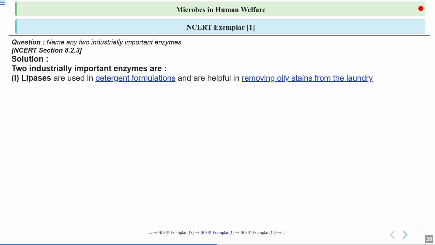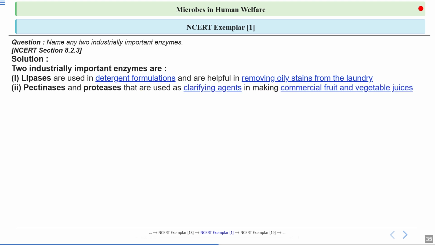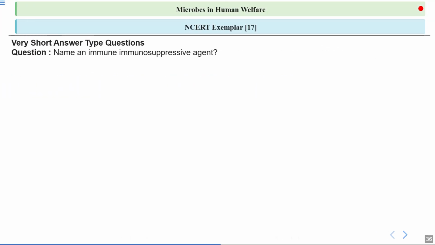Next one is pectinases as well as proteases. They are used as the clarifying agent in making commercial fruit and vegetable juices. These enzymes help remove cloudiness, making the juice clear and visually appealing. So these are the industrially important enzymes.